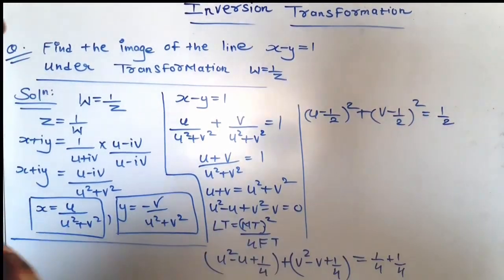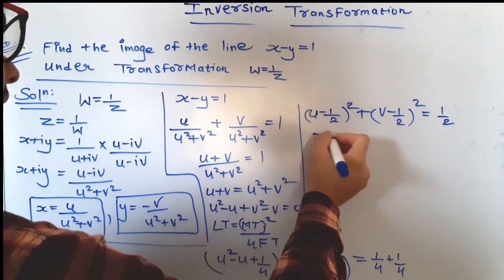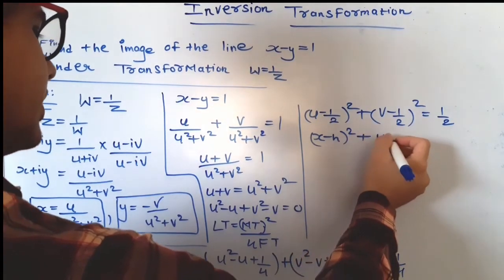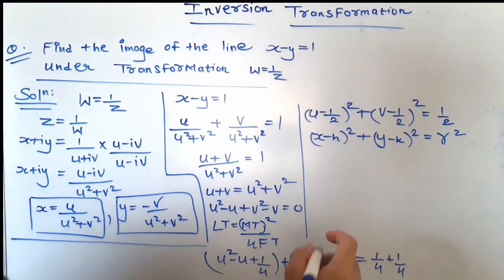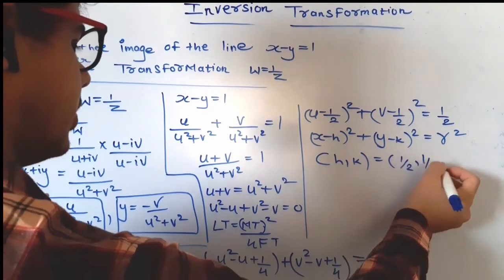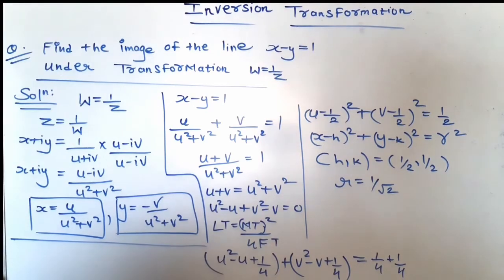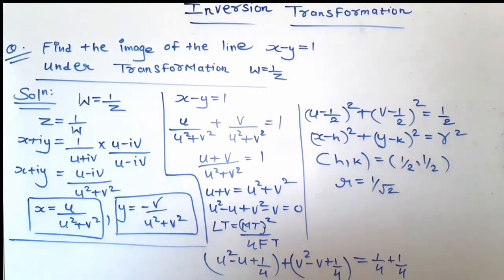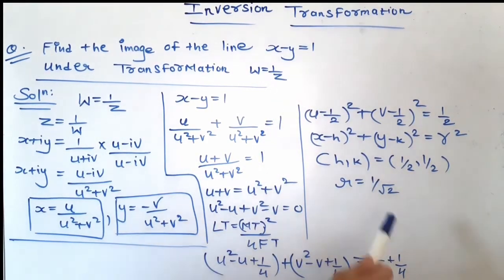Okay. Now this equation is like x minus h the whole square plus y minus k the whole square equals r square. This is the equation of the circle where the center is h comma k. Here h and k are 1 by 2 comma 1 by 2, and the radius is 1 by root 2. Okay. So we got the center and the radius of the circle in the w plane. So we have converted this line of the xy plane into a circle of the w plane.